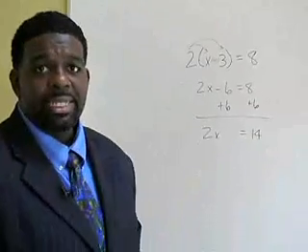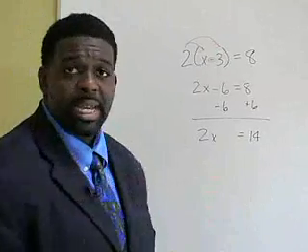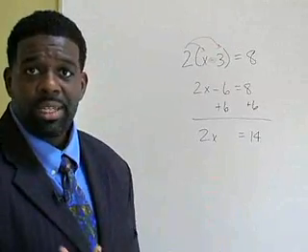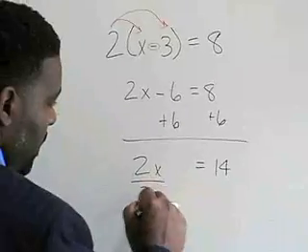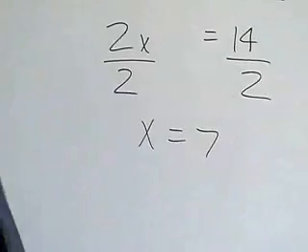And now I can easily isolate my variable. I want to do the opposite. I have 2 times x. Opposite of multiplication is division. So divide both sides by 2. And I get x is equal to 7.